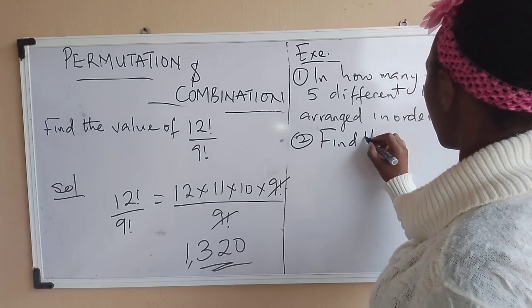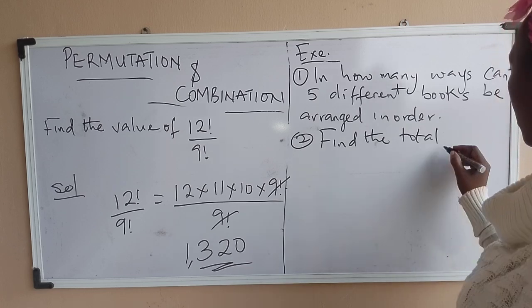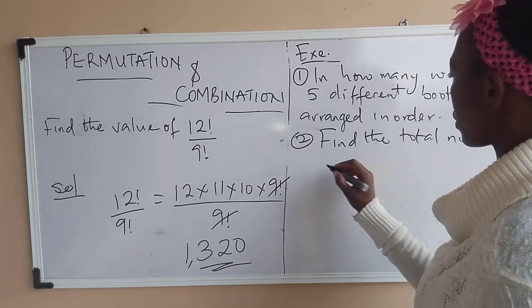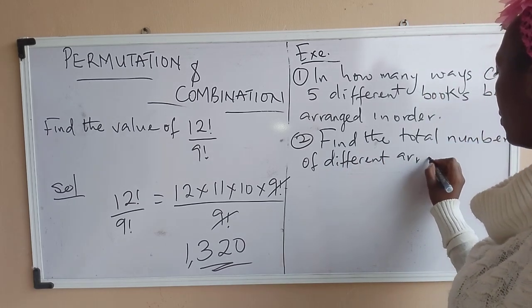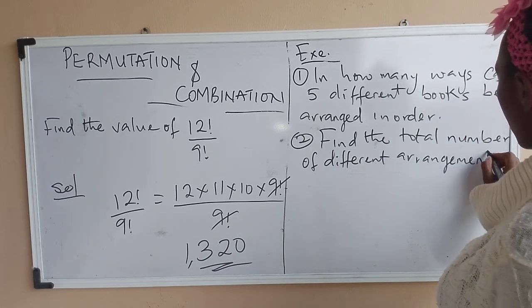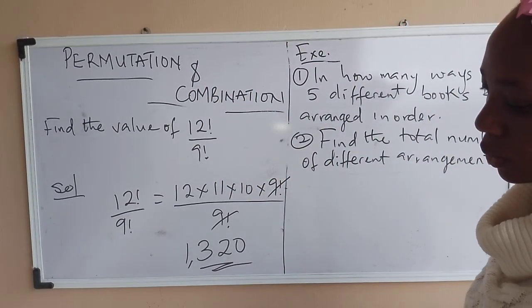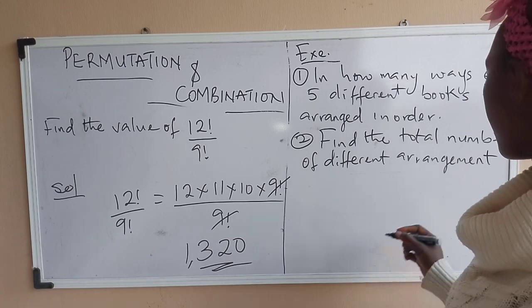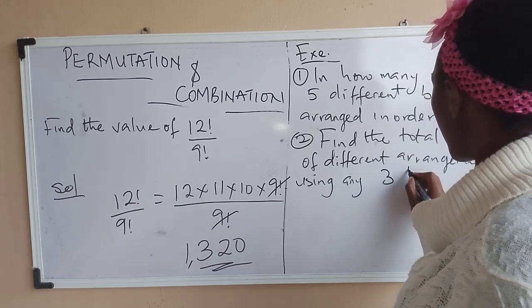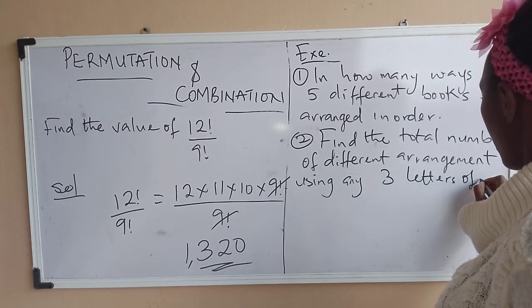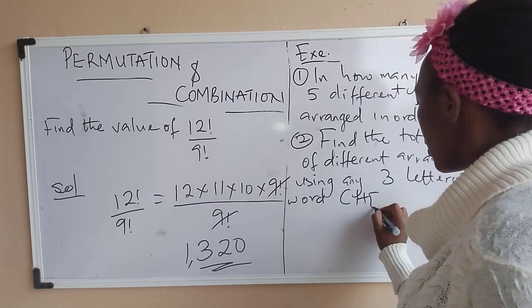Find the total number of different arrangements using any 3 letters of the word chemistry.